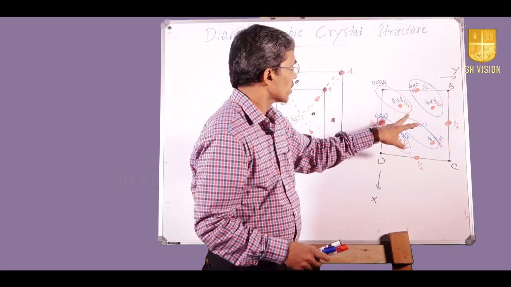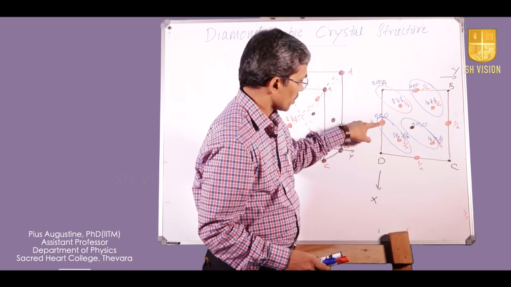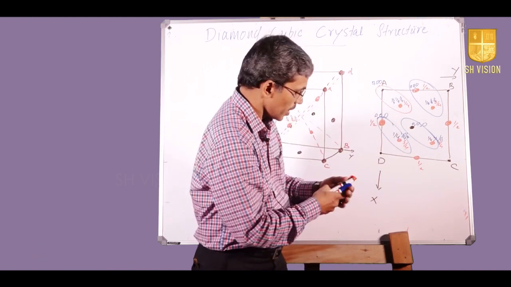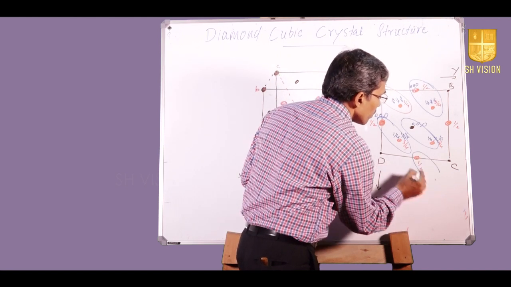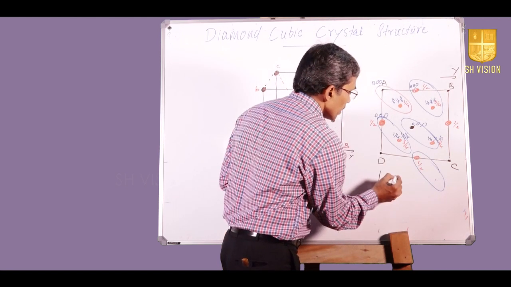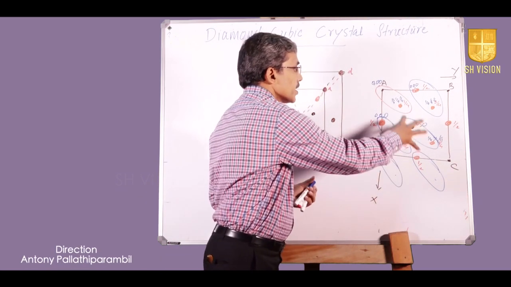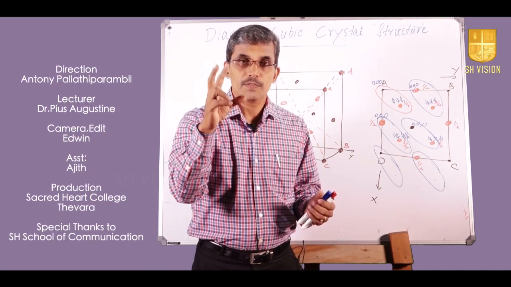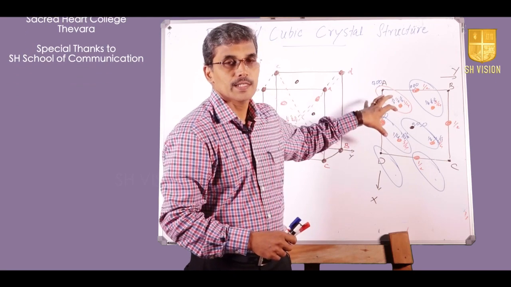So these are 2-atom bases attached to this lattice point. This one is attached to this lattice point, this one to this lattice point, and this one to this lattice point. Similarly, if you take this one, there will be another atom here, so you will have a basis. There will be another atom here, so they will also have a basis. So you will have many bases, each consisting of 2 atoms. Like that, the diamond cubic crystal structure will be formed.